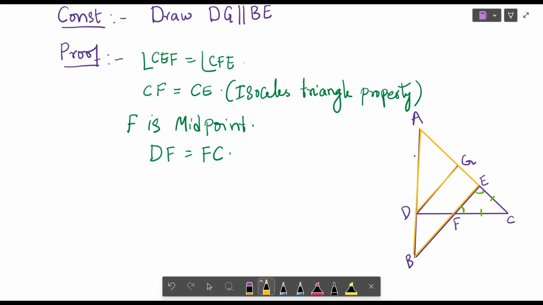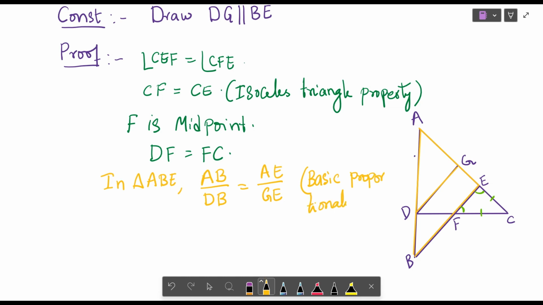So what I can write is, in triangle ABE, AB by DB will be equal to AE by GE. Why, students? This is nothing but our basic proportionality theorem. If a line is parallel to one side of a triangle, it divides the other two sides in the same ratio. So we have to write the reasons, okay? Basic proportionality theorem, okay? Try to understand carefully, students.